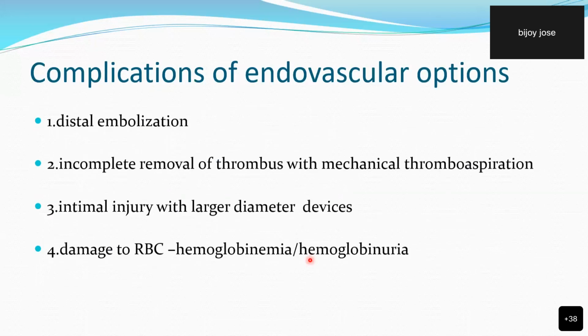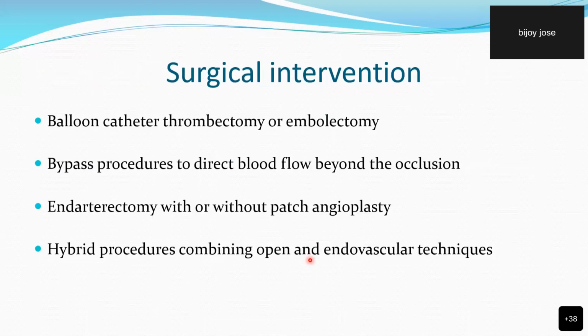So what are the complications of endovascular options? One is again distal embolization. Incomplete removal of thrombus with mechanical thromboaspiration can be another complication. Intimal injury with large diameter devices and damage to RBC can produce hemoglobinemia, hemoglobinuria, and renal failure.